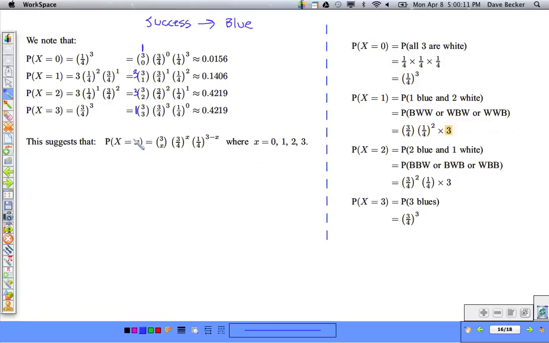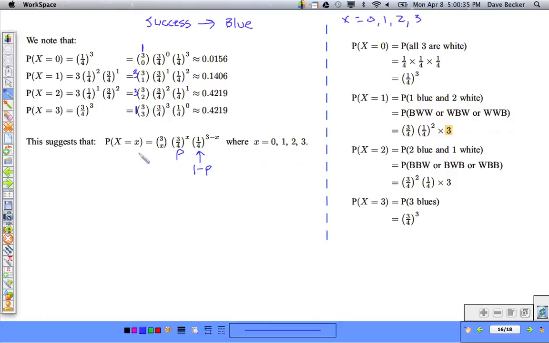equal to one of the blue possibilities, little x. Remember, little x could be equal to 0, 1, 2, or 3. That's right there. Here p is the probability for success, and the probability for failure is 1 minus p. 1 minus 3/4 is 1/4.